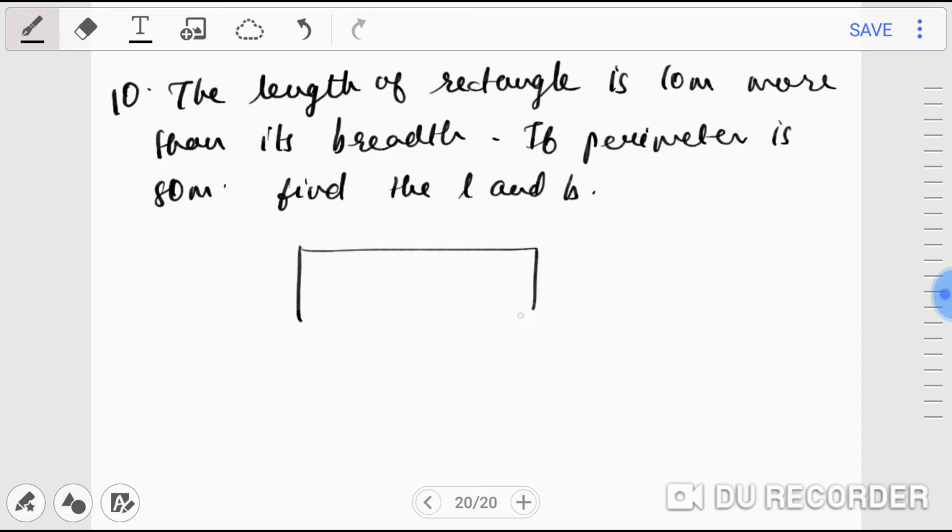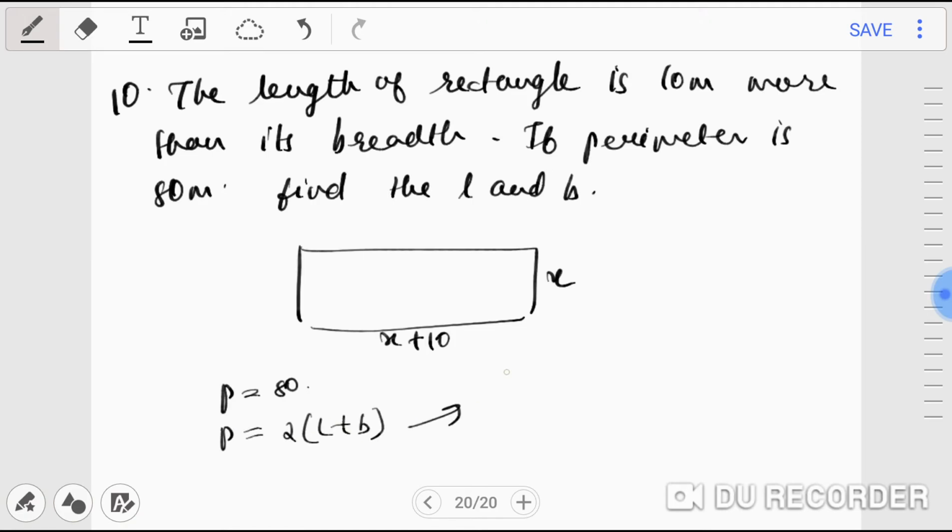How will you do it? Suppose this is a rectangle. The length of the rectangle is 10 meters more than its breadth. So if I keep my breadth as x, the length will be x plus 10. And the perimeter is given as 80. What is the formula for perimeter? 2 times (l plus b). That is, you can write perimeter is given as 80. 2(l plus b) means length is x plus 10 and breadth is x.